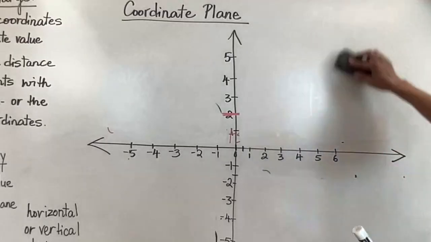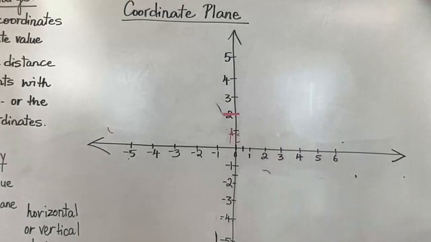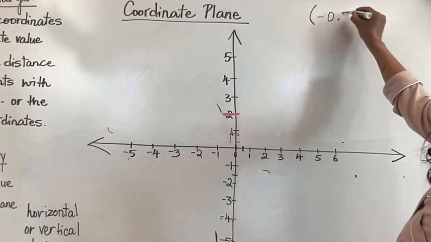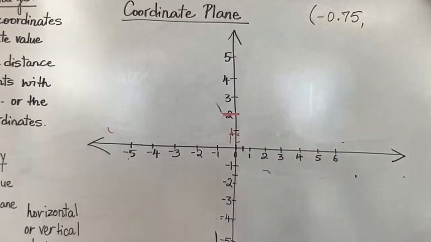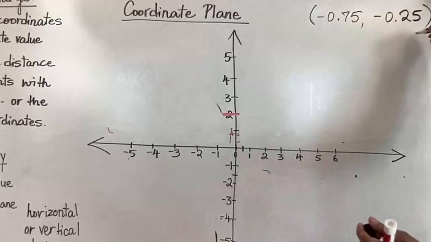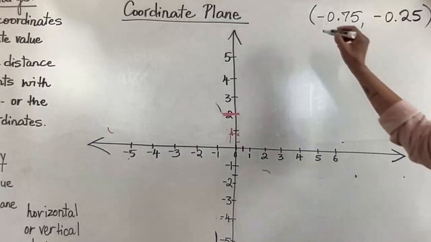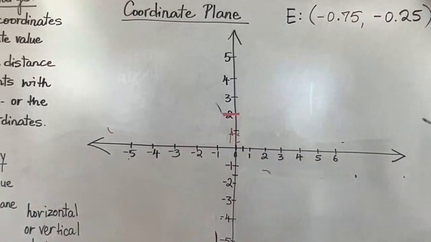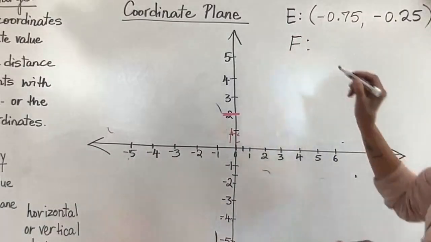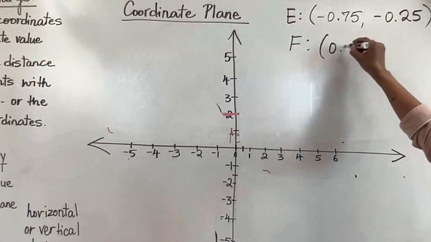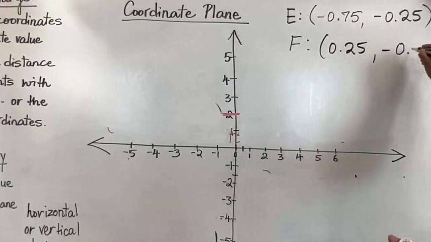Okay, and I give you 2 ordered pairs. If I give you negative 7500, negative 2500, all right, this is my first ordered pair. Let's call this E. And my second ordered pair is F, and I'm going to have 2500 and negative 2500.